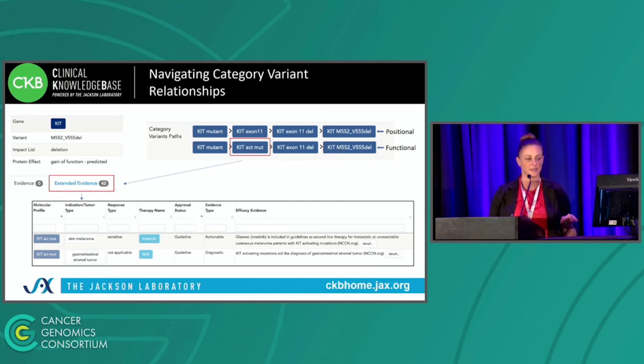However, if we look to the right here at those category variant paths, we can see there are two different paths. There's a positional and a functional path. In this case, the specific variant within the positional path falls into KIT exon 11, and in the functional path, it falls within KIT act mute. Then we can use these paths, or these category variants, as parent categories to identify extended evidence. Here you see in the tab below for extended evidence, there's a KIT act mute with melanoma and imatinib.